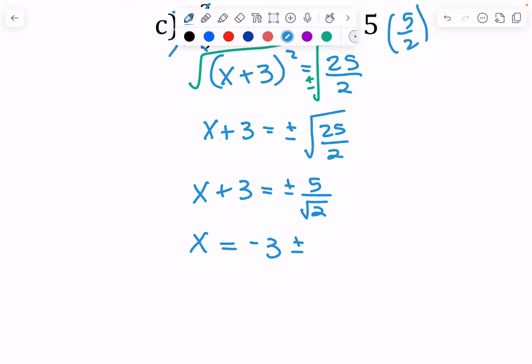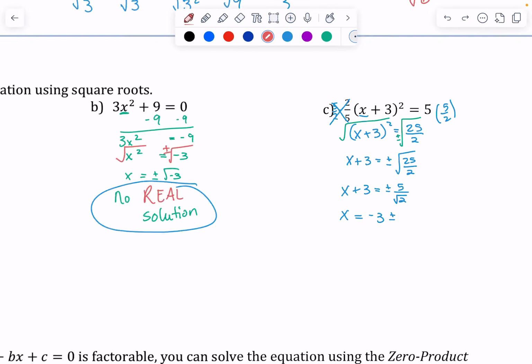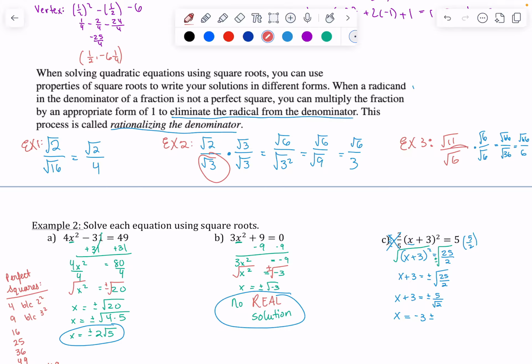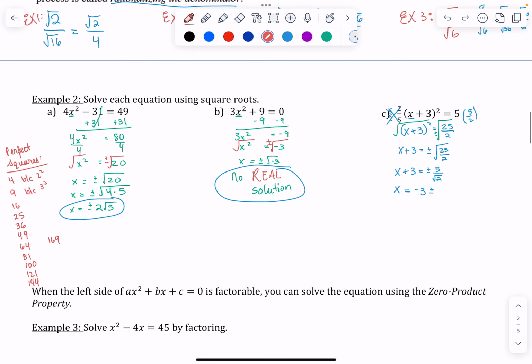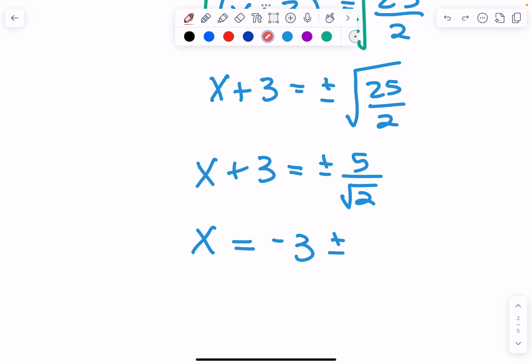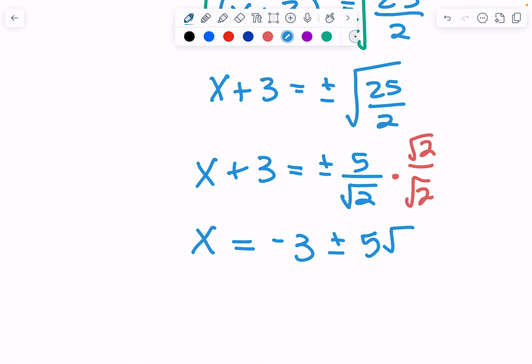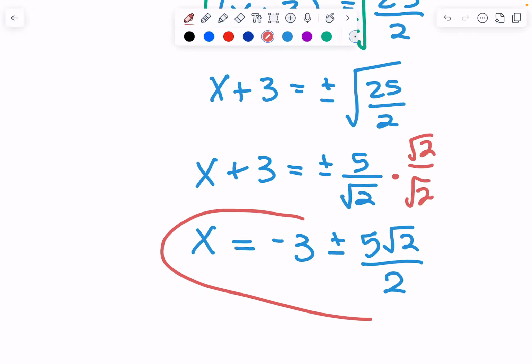Okay, now let's address this. I could leave it like that, but we just talked about how that's a big no-no. So how do I get rid of the radical in the denominator? I have to multiply the top and bottom by whatever the denominator is. Now keep in mind, this is really just 1. Root 2 over root 2 is just 1. So I'm not changing anything. I'm rewriting it in an equivalent form, okay? So what is this going to be? 5 root 2 over the square root of 4, which is just 2. And that is your answer.